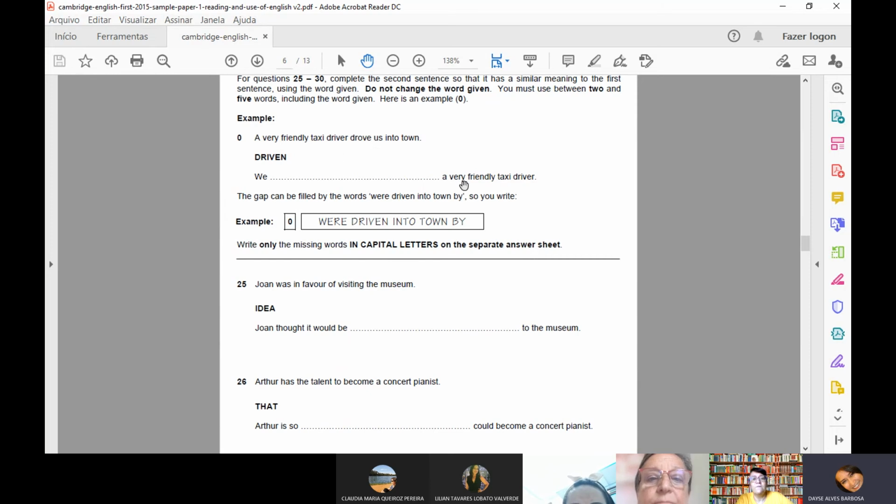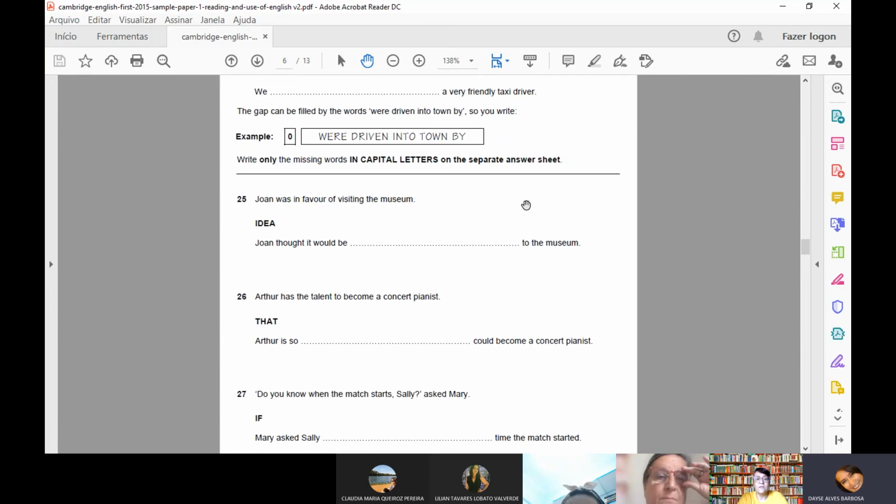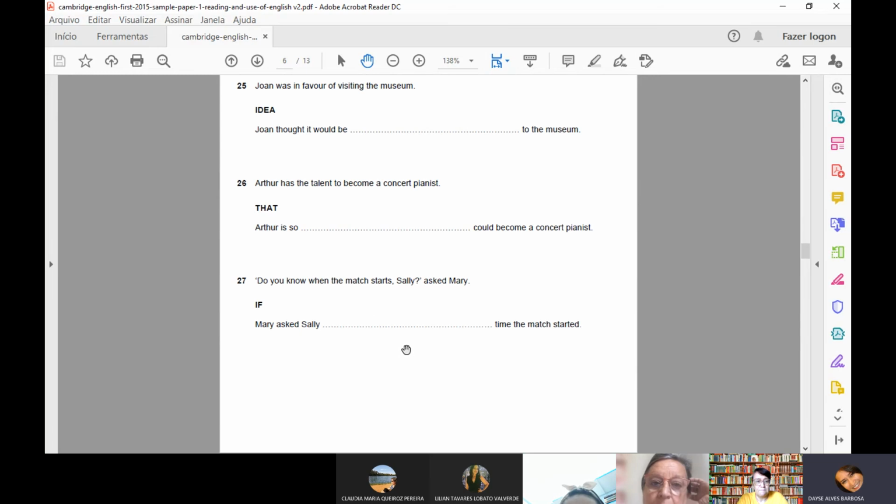We, a very friendly taxi driver. You can see here that they put "we" because "us" is in the beginning, "taxi driver" is at the end. So you think, oh my, this is a passive voice I have to use. And it is, because "driven" is a past participle of the verb "drive" used in passive voices. So we were driven into town by, and here we have 1, 2, 3, 4, 5 words, which is the maximum. Same thing has to be done up to the end.